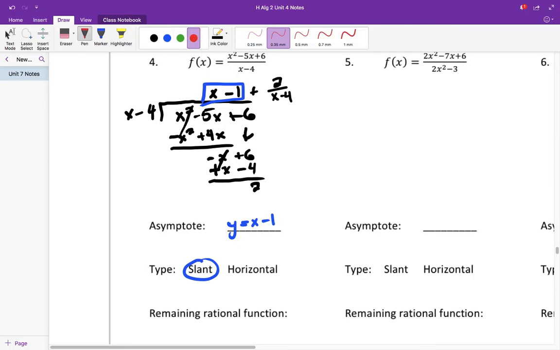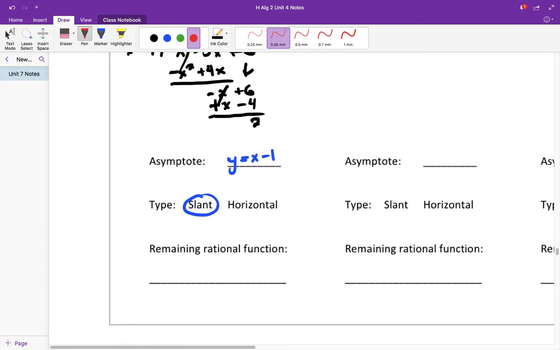The remainder portion, the remaining rational function, is this piece right here. So the 2 over x minus 4, that would be what you would then use to do the rest of your calculations.